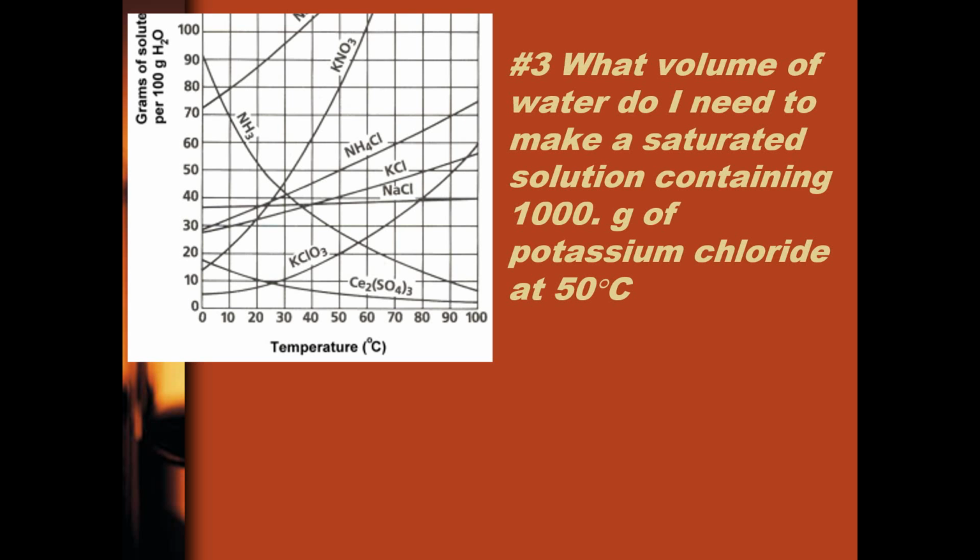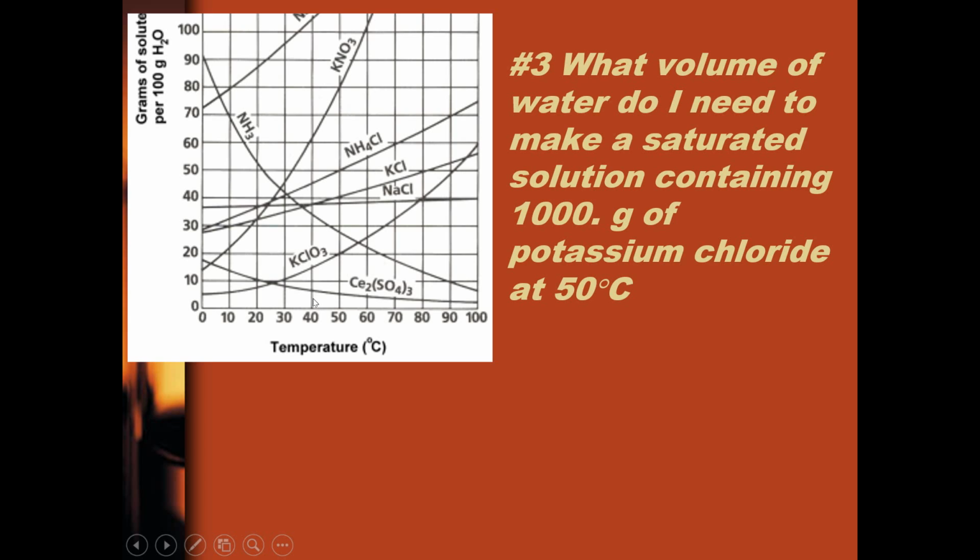Finally, in this question, it's asking what volume of water do I need to make a saturated solution containing 1,000 grams of potassium chloride at 50 degrees Celsius. Now, this is the solubility curve that can be found on page 9 of your note packet, and we're looking for potassium chloride, but I want you to watch out because there's a KCl and there's a KClO3. These two look really similar, and people interchange these all the time, but we need to make sure we know which one's the right one.